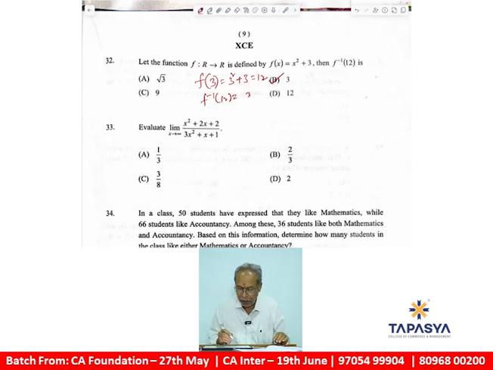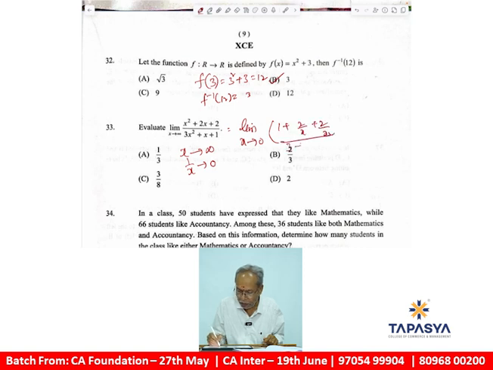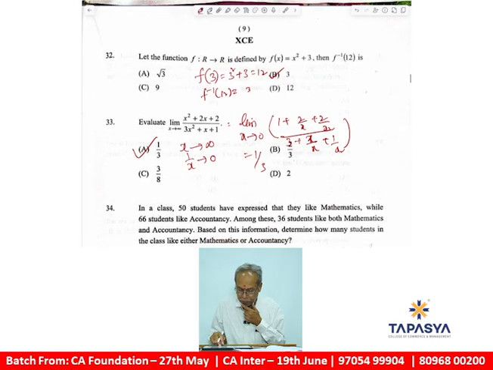Right. Next one, evaluate the limit of (x square plus x plus 2) by (3x square plus x plus 1) as x tends to infinity. As we know from the intermediate or the CA foundation, as x tends to infinity, 1 by x tends to 0. Converting this into 1 by x, we get limit as x tends to 0. Taking x square common, 1 plus 1 by x plus 2 by x square divided by 3 plus 1 by x plus 1 by x square. So this will be left with 1 by 3. So the answer is 1 by 3.